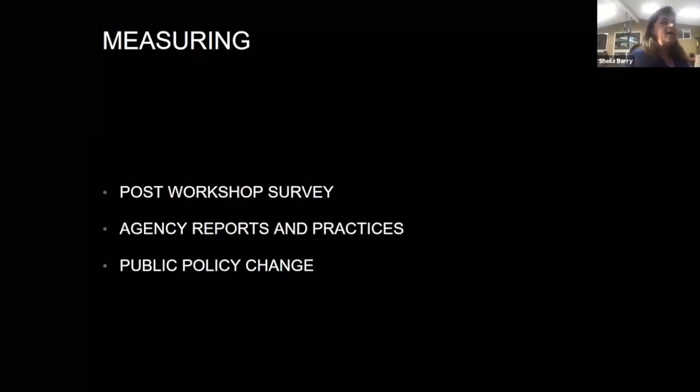Last slide. So finally, I just wanted to reiterate these measuring methods. That's the post-workshop survey, which I use to measure the outcomes of learning and change in behavior, or more change in knowledge, I would say, during a workshop. And then agency reports and practices for midterm change and public policy change for long-term outcomes.